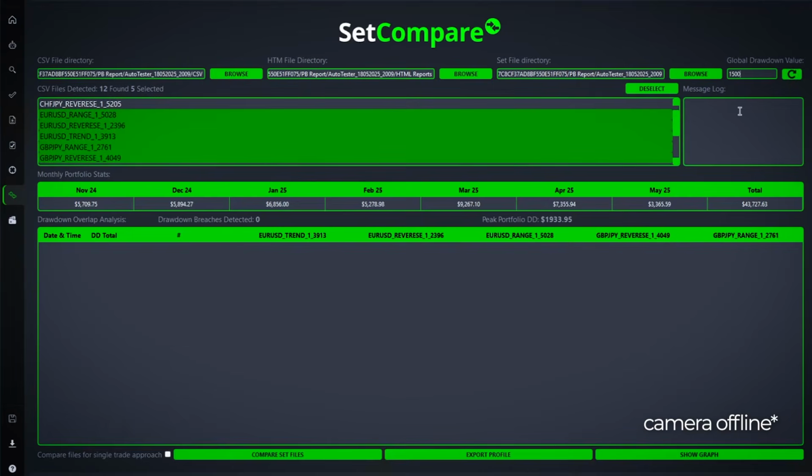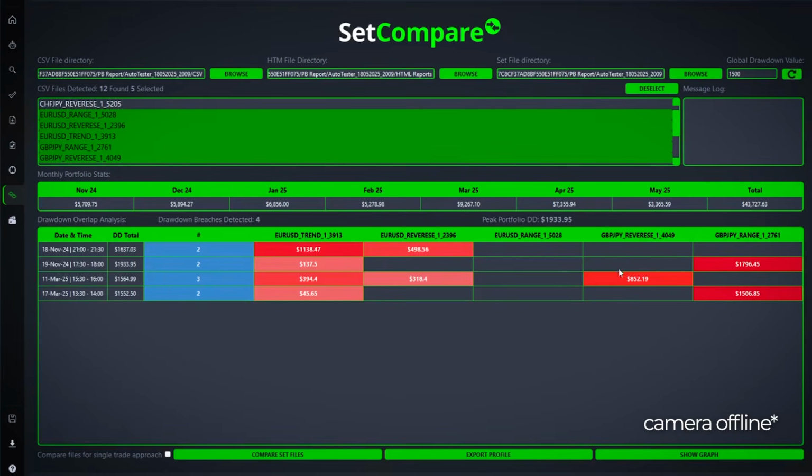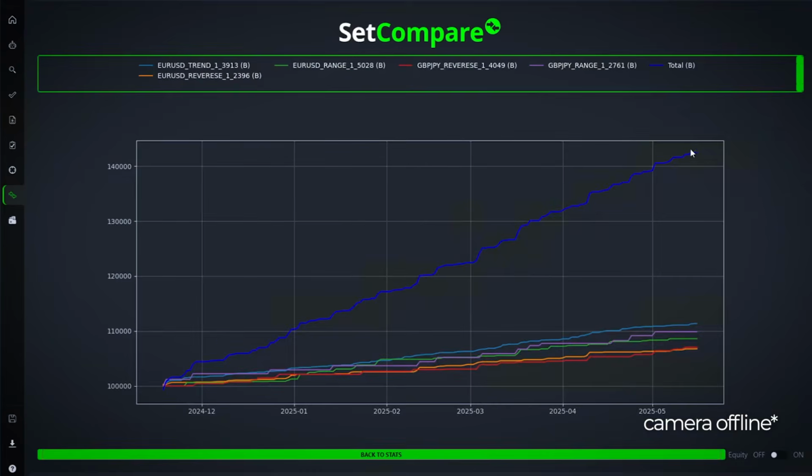Never drew down more than 2%. What about 1.5%? Yeah, so it looks like the maximal drawdown was about 1.9% actually. 1.5% happened about 4 times, it looks like. And if we go to the graph, once again, you can see here's the holistic portfolio return, and here are each individual set file's returns combined. So this is the power of these tools, this quick analysis.